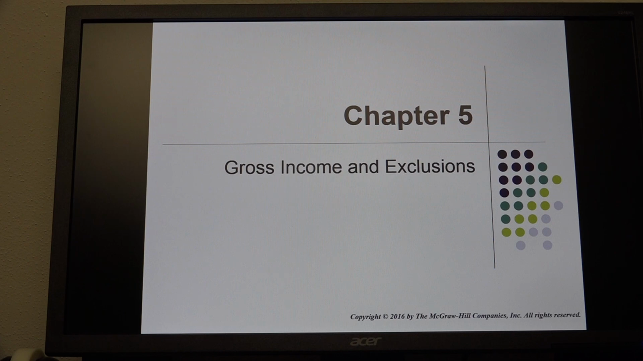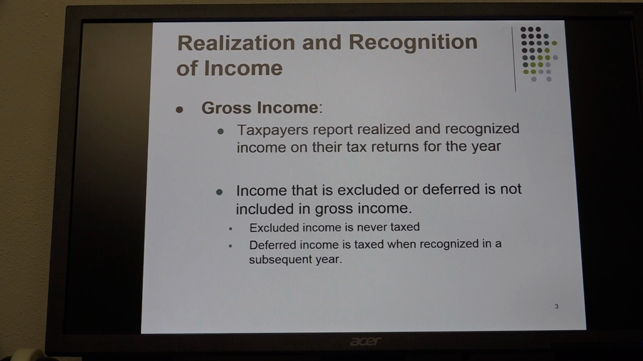All right, Chapter 5, Gross Income and Exclusions. We talked about this a little bit in Chapter 4, but here we get deeper into the details.